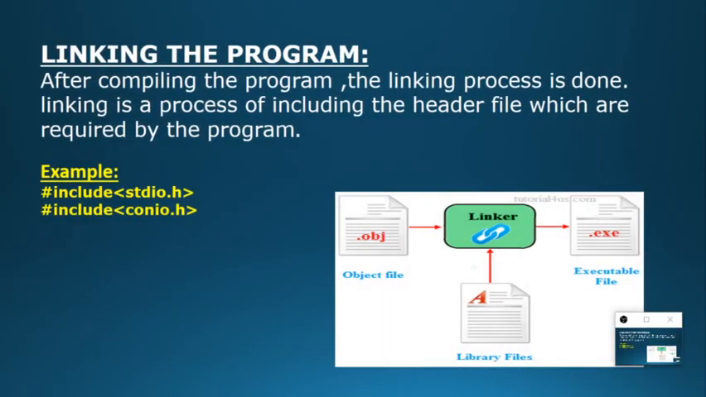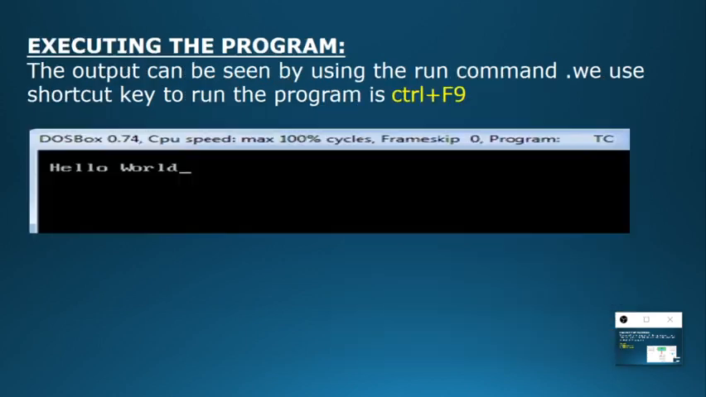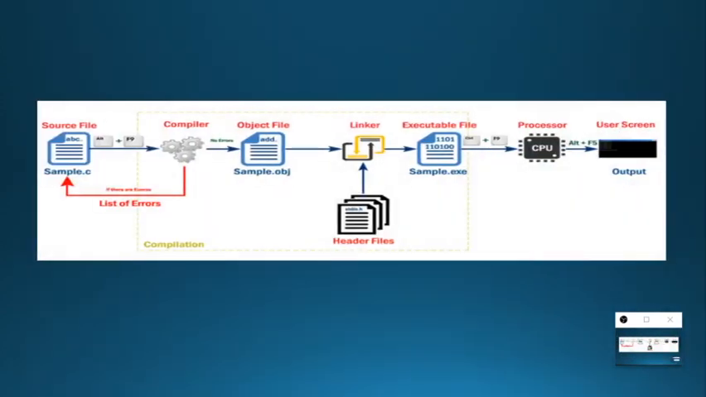The next step is linking the program, which involves the header file. In linking, our object file will be converted into the executable file. So our header file will help us convert the object file into the execute file. The last one is executing the program. In this, the execute file, the .exe file, will be converted into the output. For that we use Control plus F9 as a shortcut key. So you can see the output hello world once I press Control plus F9. Nice, right?